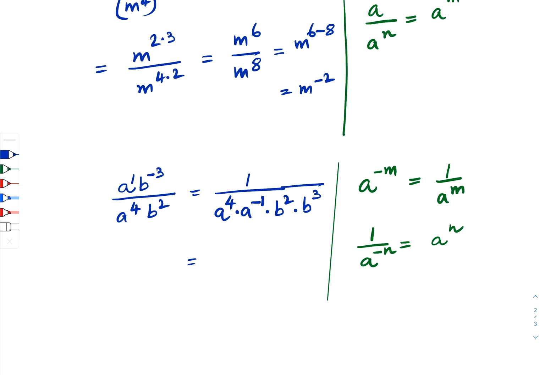Once we have that, now we combine the a's: a raised to the 4 minus 1 times b raised to the 2 plus 3. That's 1 over a cubed times b to the fifth. And that's it. Hopefully all of this made sense.